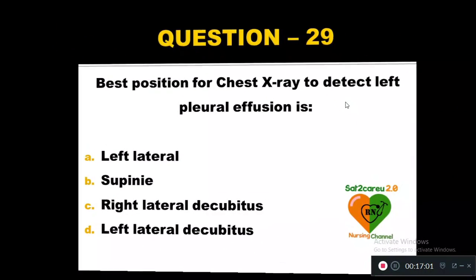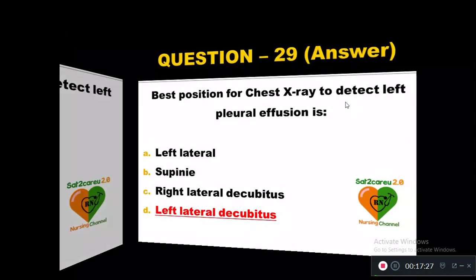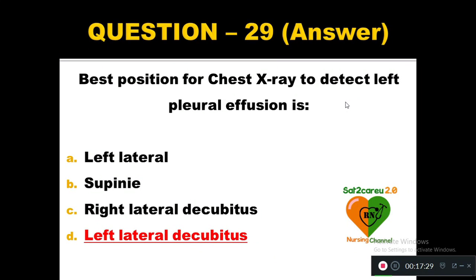Question 29. Best position for chest X-ray to detect left pleural effusion is option A, left lateral, B, supine, C, right lateral decubitus, and D is left lateral decubitus. So best position for chest X-ray to detect left pleural effusion will be option D, left lateral decubitus position.